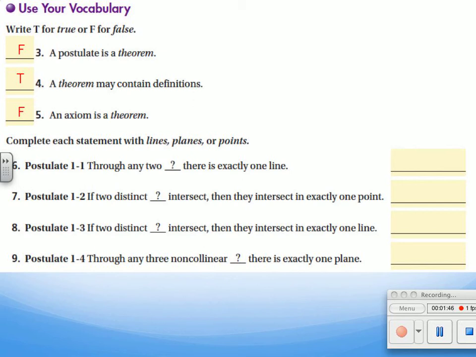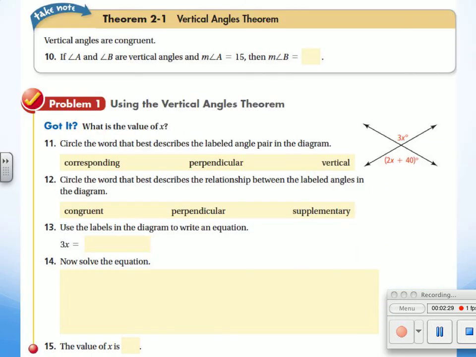So we're going to complete each statement with the words lines, planes, or points. These are the first four postulates that we learn. Through any two blank, there is exactly one line. You should remember that from your test. Through any two points, there is exactly one line. Postulate 1-2: if two distinct lines intersect, then they intersect in exactly one point. Similarly, postulate 1-3: if two distinct planes intersect, then they intersect in exactly one line. And finally, postulate 1-4: through any three non-collinear points, there is exactly one plane.